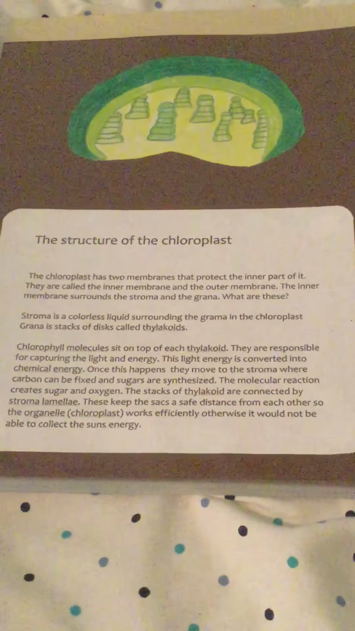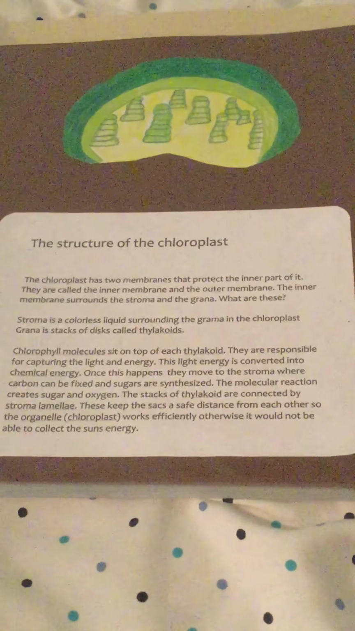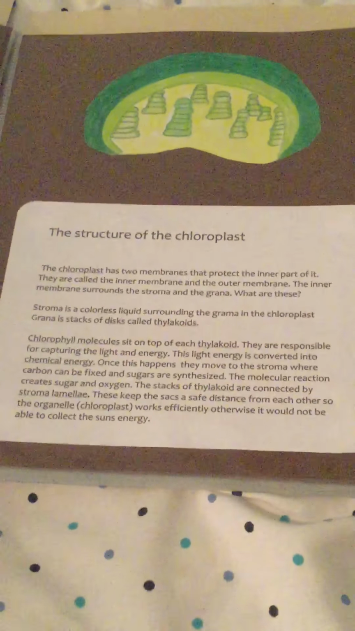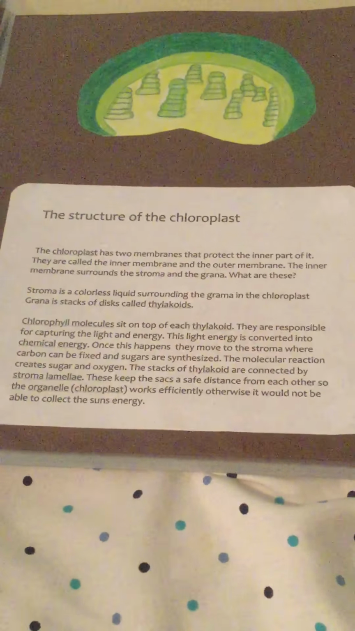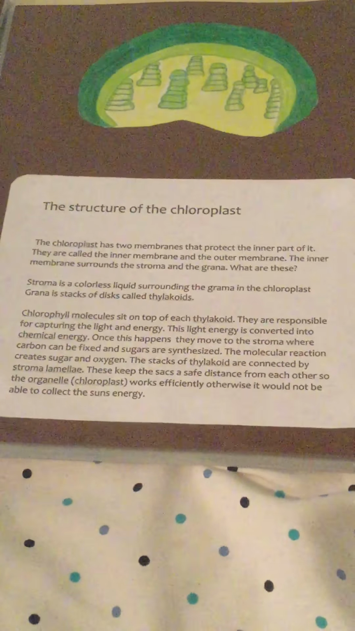Once this happens, they move to the stroma where carbon can be fixed, and sugars are synthesized. The molecular reaction creates sugar and oxygen. The stacks of thylakoids are connected by stroma lamellae. These keep the sacs a safe distance from each other so the organelle, the chloroplast, works efficiently. Otherwise it would not be able to collect the sun's energy.